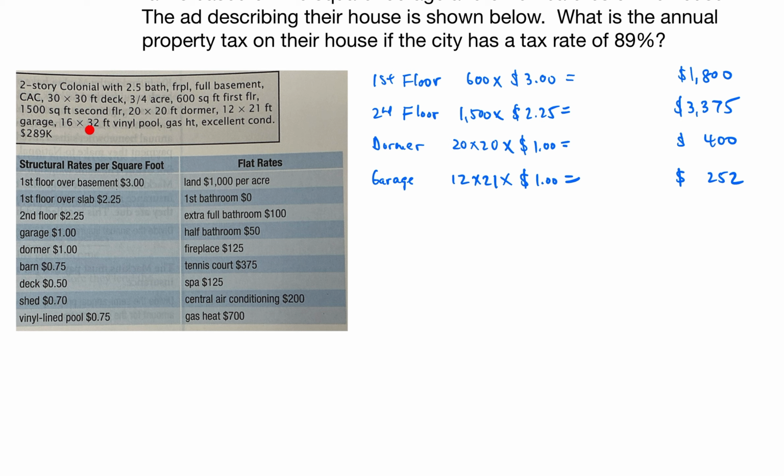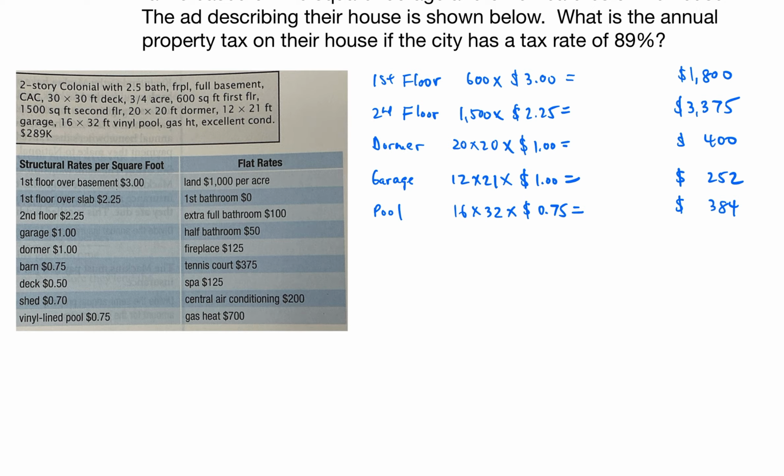we have the 16 by 32 foot vinyl pool. So let's go ahead and notate that. The pool, which is 16 by 32. And the rate for the pool is 75 cents. So that's going to be multiplied by 75 cents. And that's going to work out to $384.